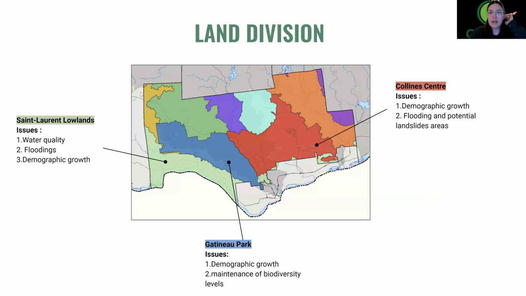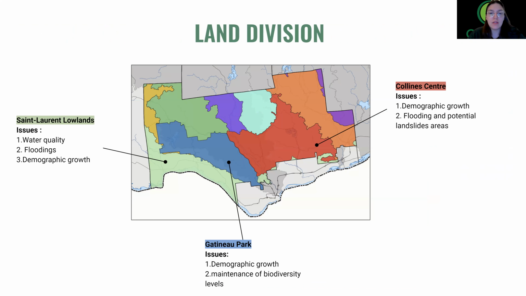So now for the land division. So as I was saying, we had to divide the land by UGA. So for the MRC de Collines that we see here, there are 3 main UGAs. The first one is the Saint-Laurent Lowlands. The issues for that UGA are the water quality, the floodings, and the demographic growth.